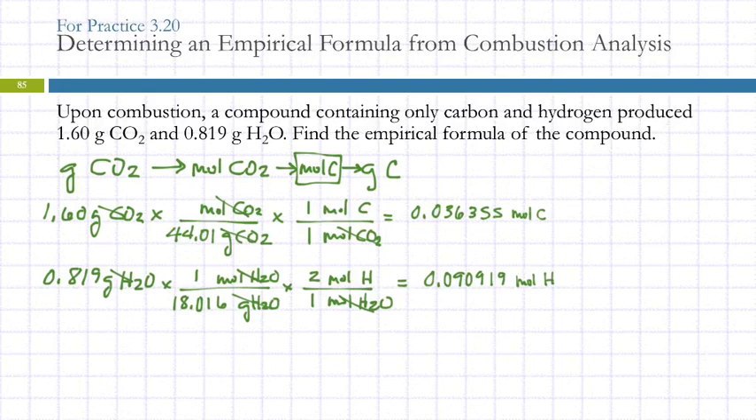So now we've got moles of carbon, moles of hydrogen. What do we do? We need a ratio, right? So we divide by the smallest. The smallest one is 0.03. This one. So that gives us a ratio of 1. And this one gives me a ratio of 2.5009.